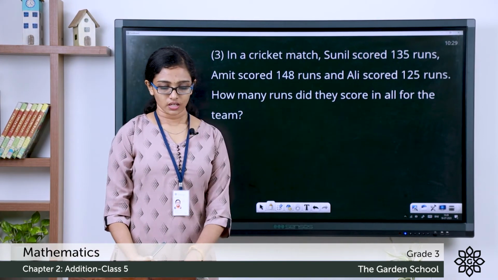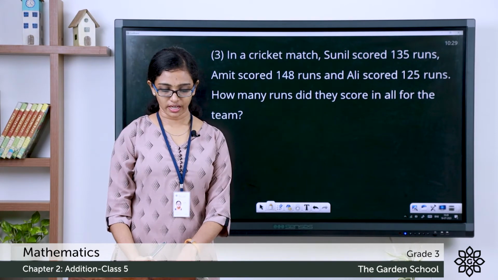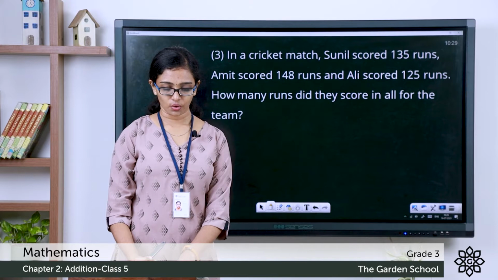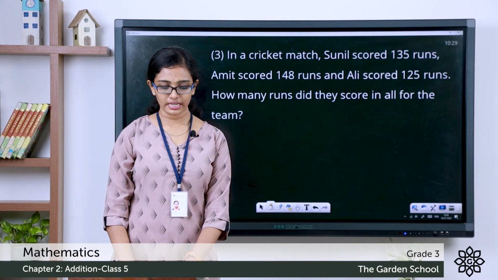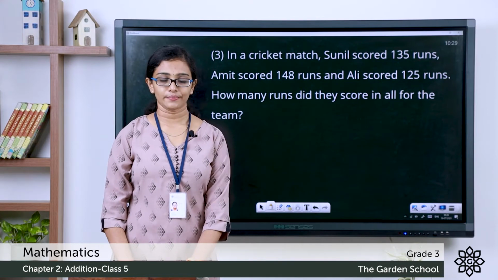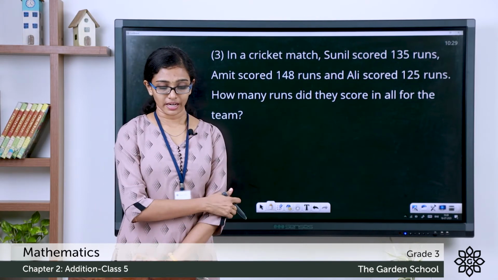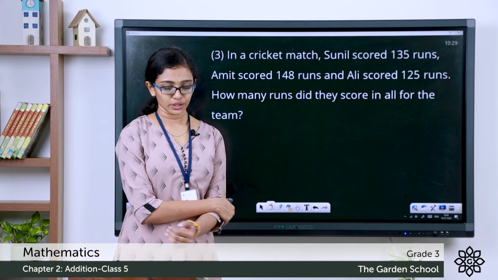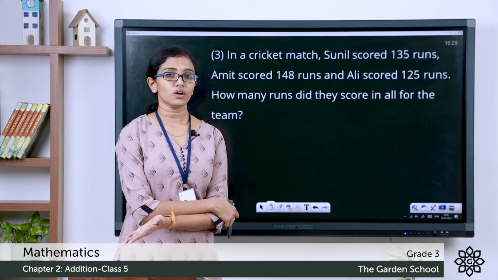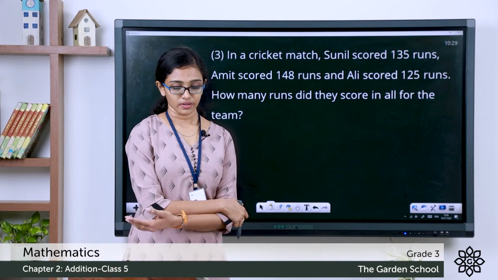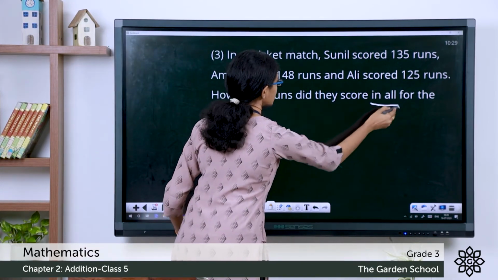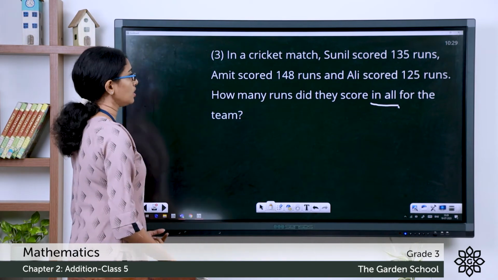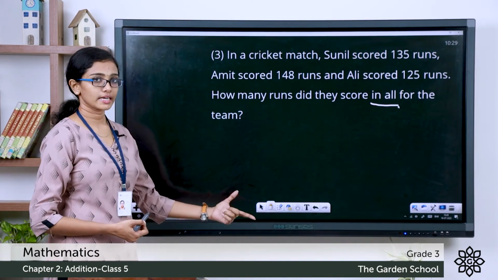In a cricket match, Sunil scored 135 runs, Amit scored 148 runs and Ali scored 125 runs. How many runs did they score in all for the team? So, it's about a cricket match and the runs scored by each of the players. You are asked to find out the number of runs they all scored together in all. Here the keyword is in all, the phrase is in all. So, you have to add all the data.